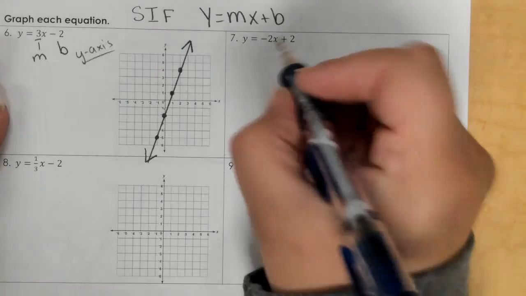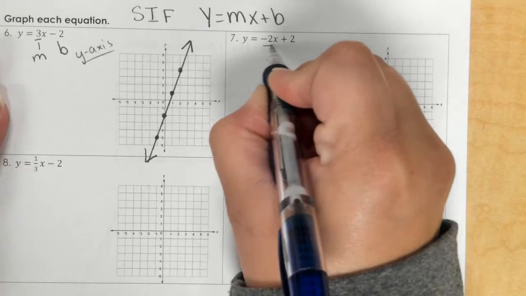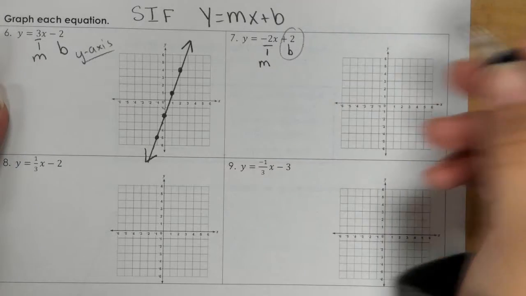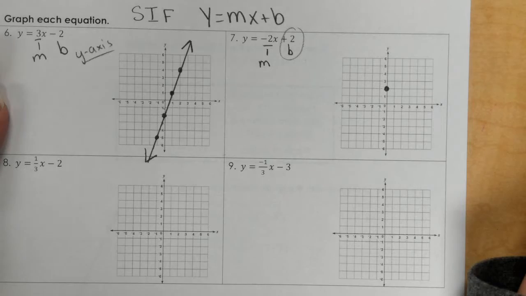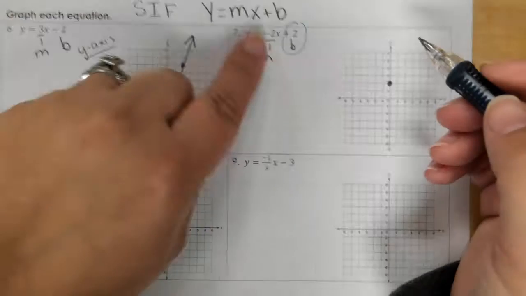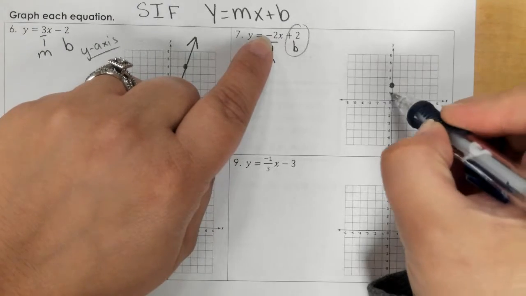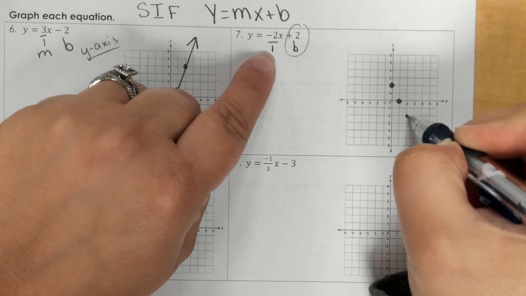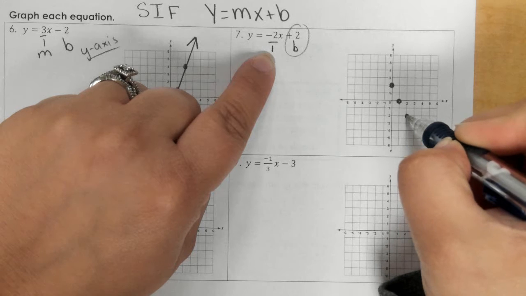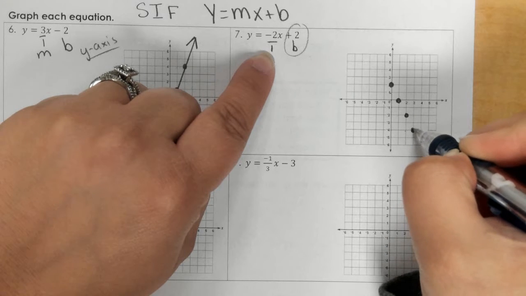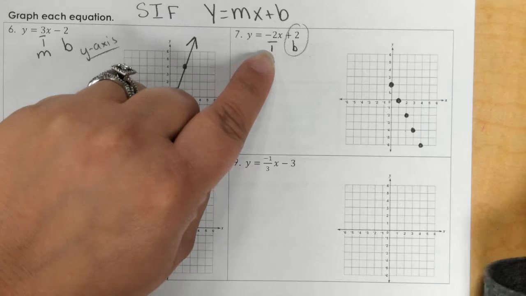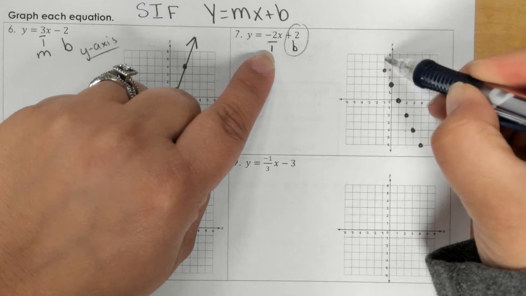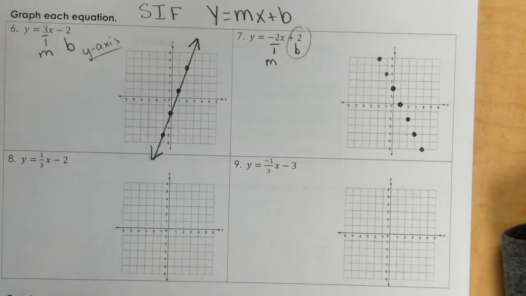Okay, so number 7, again, we're going to identify m and b. So m is in front of x, make it a fraction. B, we start at the y-axis. And then I'm going to go down 2. So negative 2 means down 2, but the 1 is positive, so I'm going to the right. And I keep going. So down 2, right 1, down 2, right 1, down 2, right 1. Then go back to the 2. And we're going to go up to left 1.